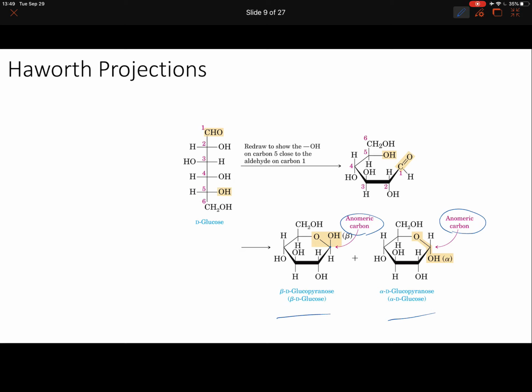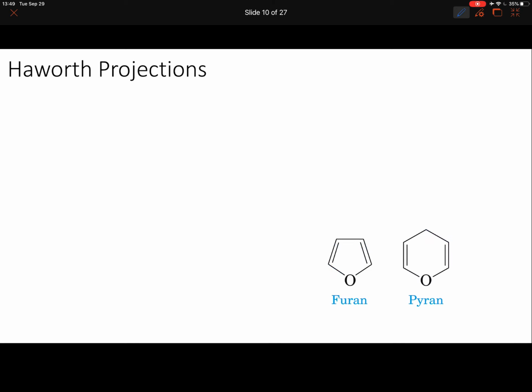And because it was that number 1 chiral carbon, we call that the anomeric carbon. It's what makes these two molecules different from each other. And if you're only different at your anomeric carbons, then you are anomers of each other. So these are anomers.